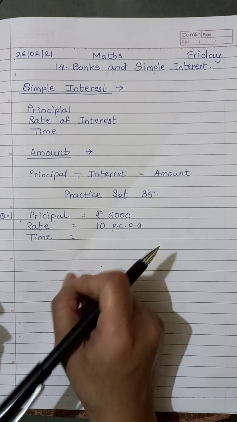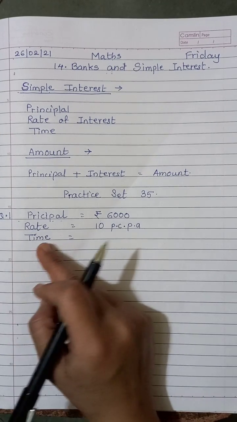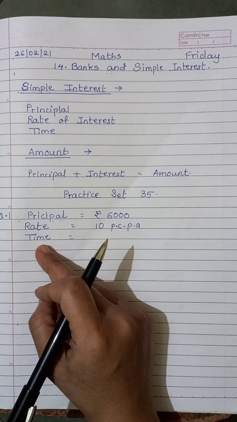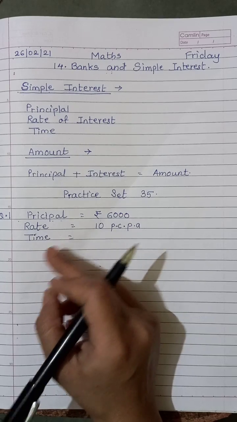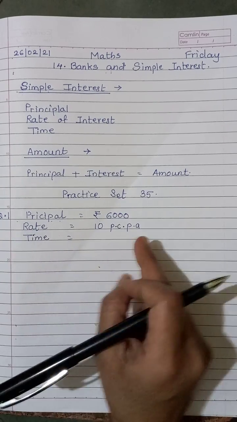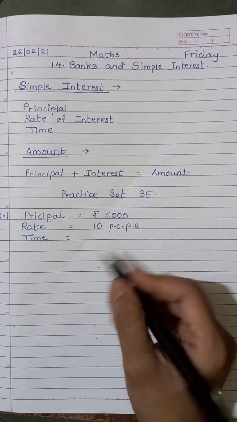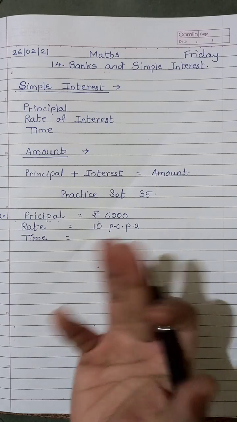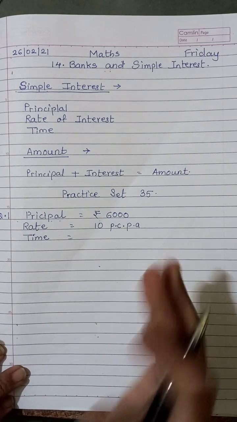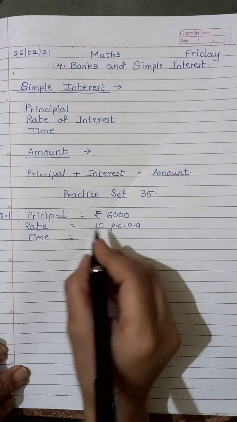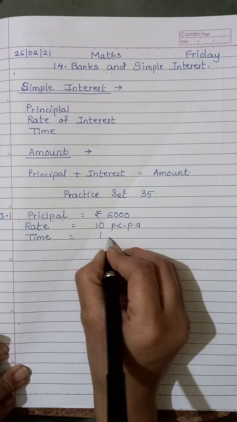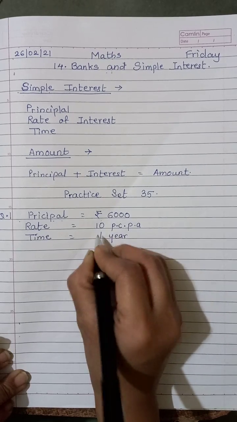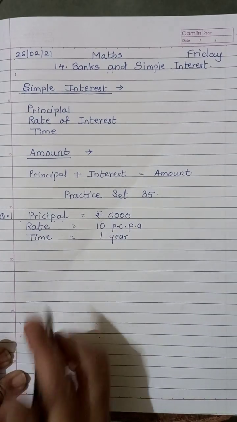it means when you go to the next class, you will come to know that the period of time can be different also, but this year we are going to take the period of 1 year only. Okay, so these three things.